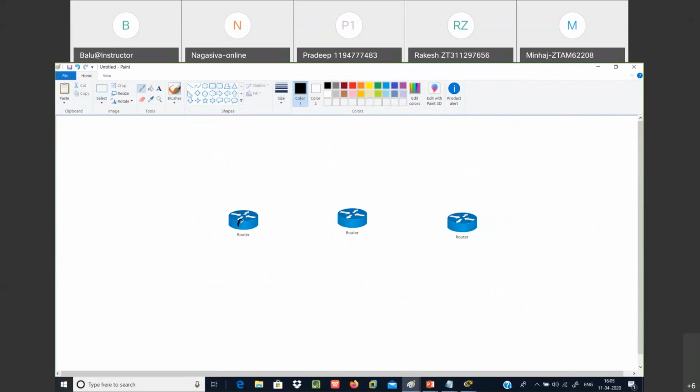Take routers R1, R2 and R3. In R1 we have configured RIP, in R2 we have configured OSPF, and in R3 we have configured EIGRP. Three routers are connected. Now can R1 and R3 communicate? No. Can R1 and R2 communicate? No. Why? Because they run three different protocols, right?